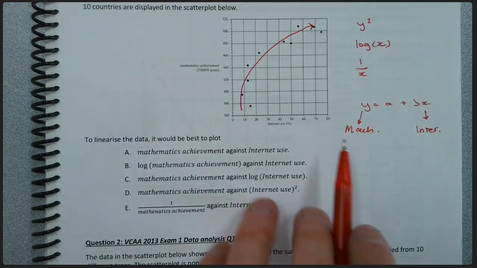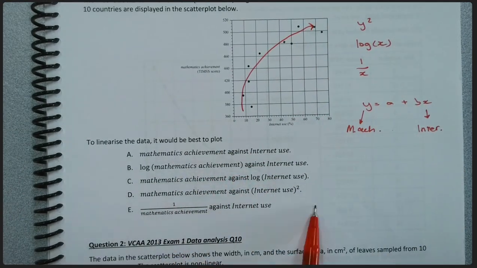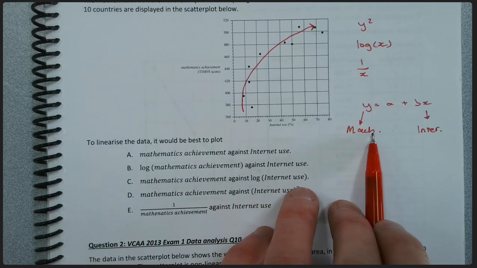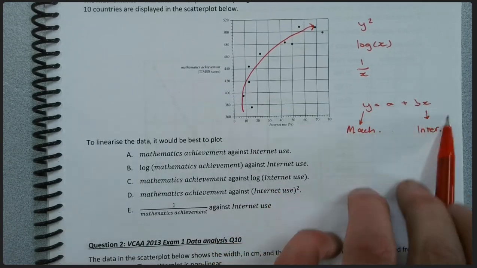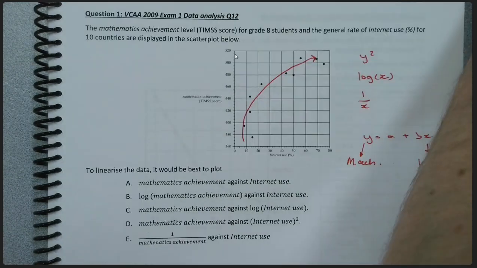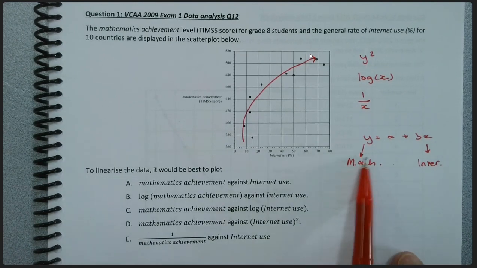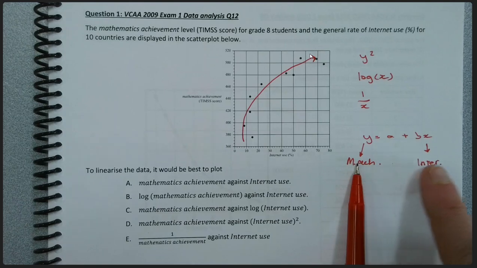Right, so having a pause and looking at the three options, which one of these actually fits with the mathematical achievement being where the y is and the x being the internet use. In a situation like this, a really handy tip would be, well, we know that this is y, right? Mathematical achievement is y and the internet use is x.